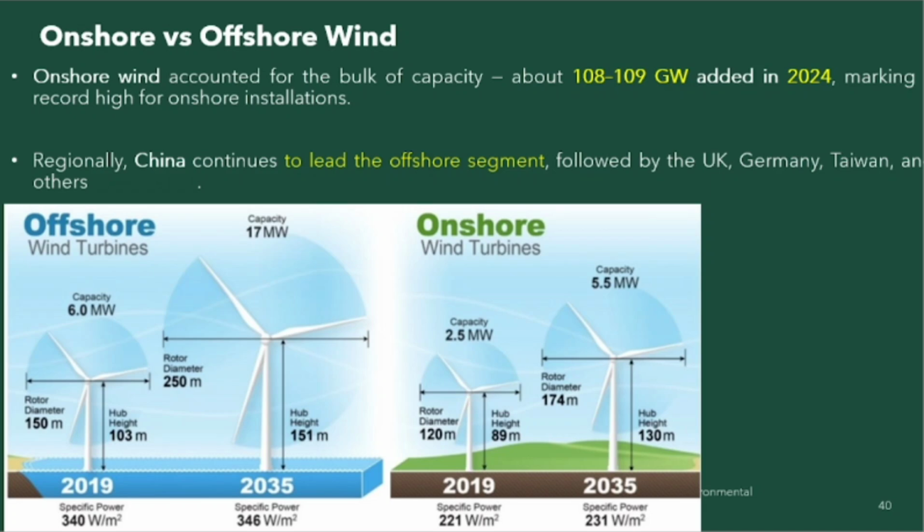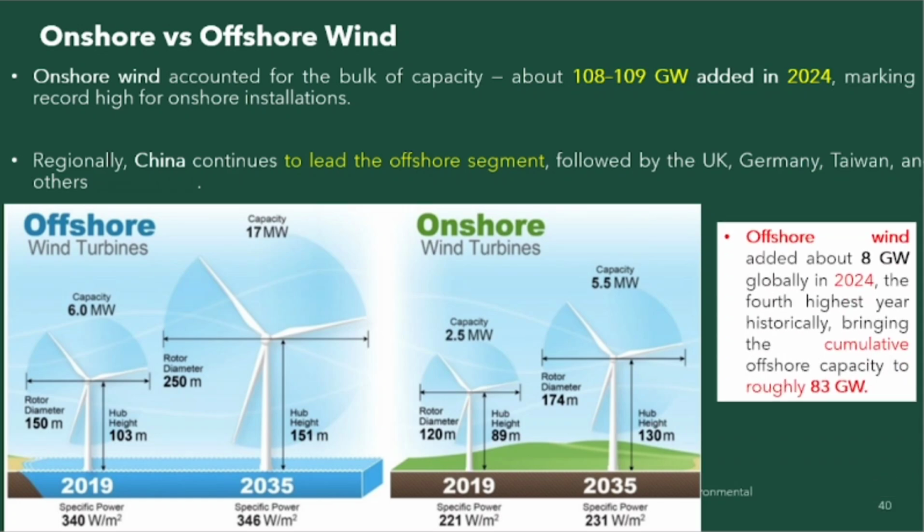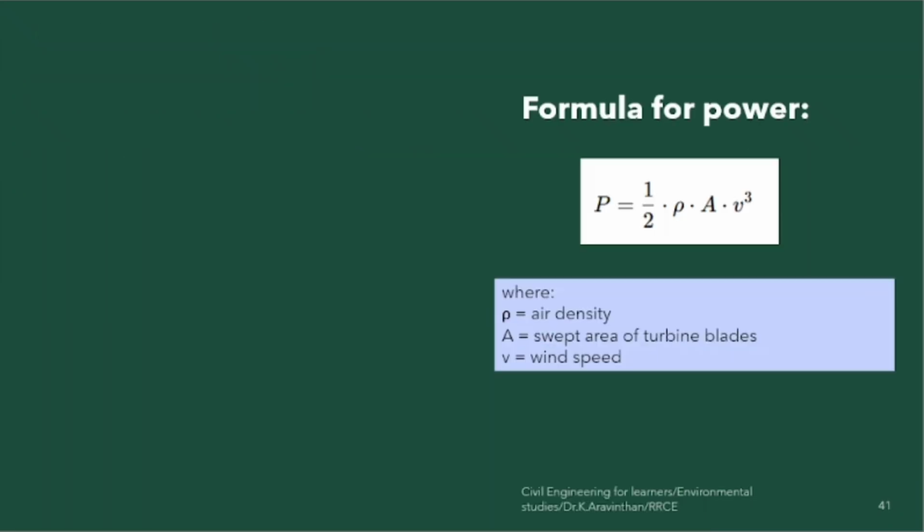Offshore windmills are best. Why? Because you have high wind flow in the seashore. You don't have any obstructions. It is free. You can generate as much wind as you want. And the bulk capacity added in 2024 is 108 to 109. And global offshore platform cumulative is 83 gigawatts they have done.